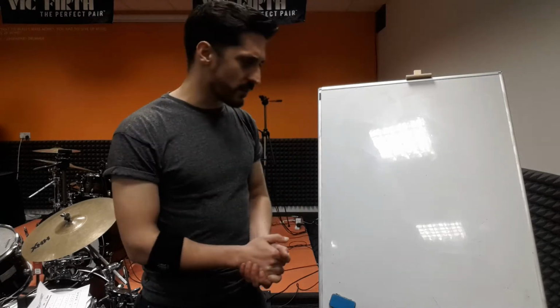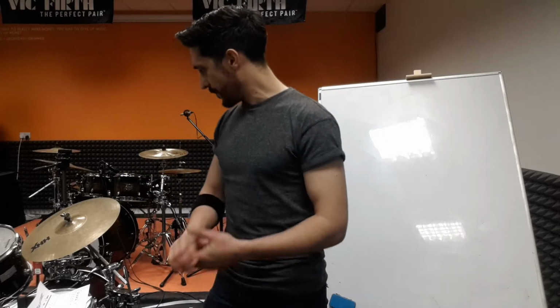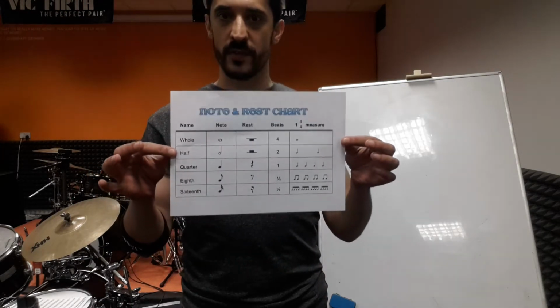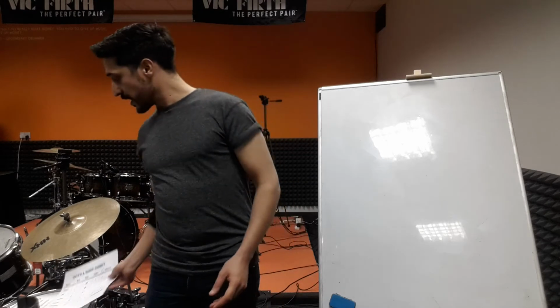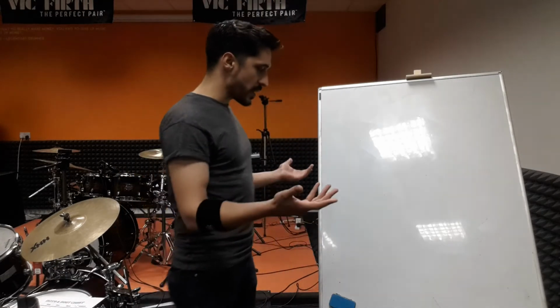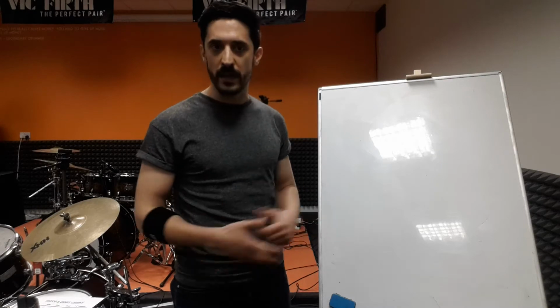Hello, Dave. Alright, so let's do the explanation in regards to the reading stuff and the rhythms and the notes and all that stuff. Okay, so I got a chart here, which you already have, or something similar to this. So what I'm going to do, I'm going to basically break down every single note on the board here, and we're going to understand how to use these when it comes to reading and actually playing the drums.